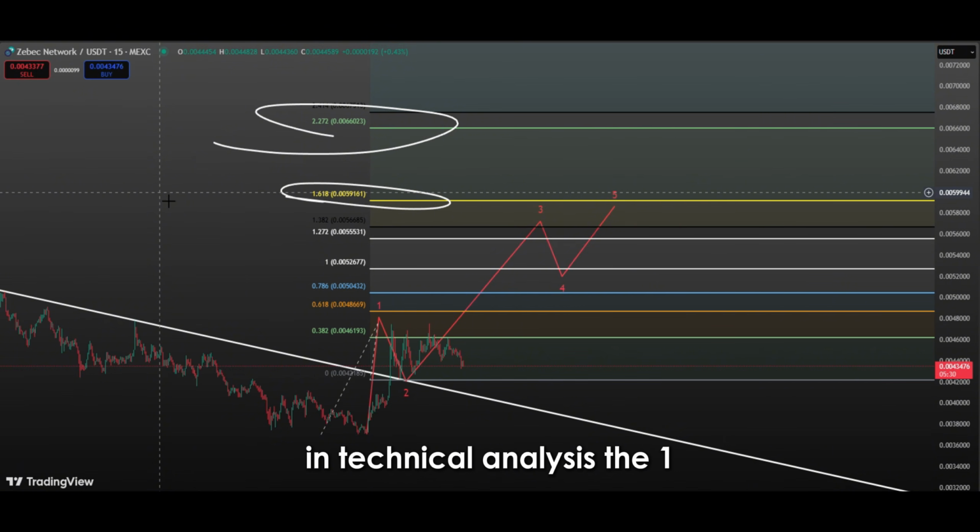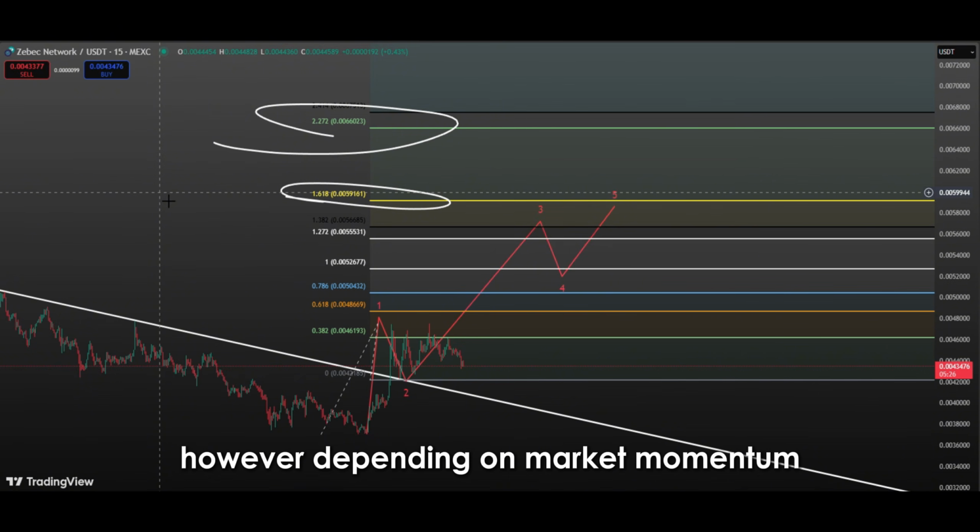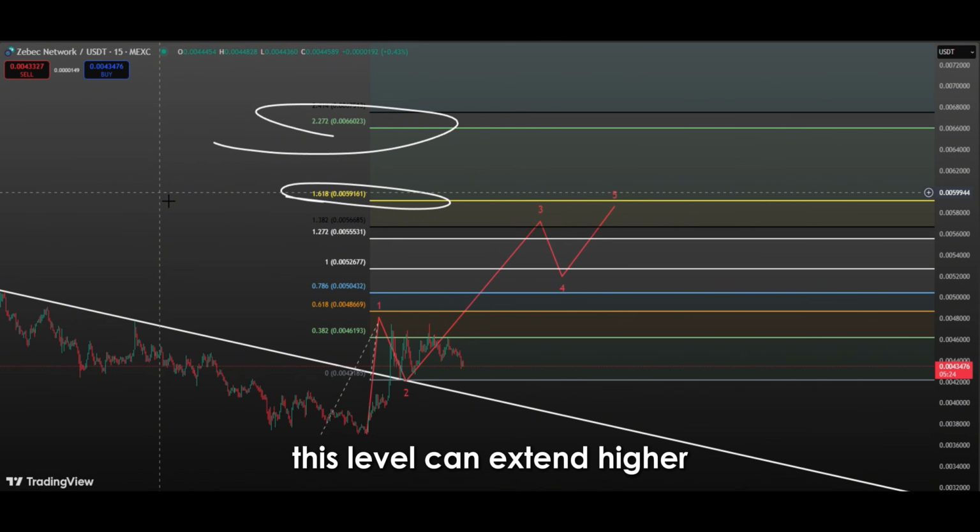During this wave, prices tend to move upward much more quickly, with higher volume and stronger conviction. In technical analysis, the 1.618 Fibonacci extension level is often used as a minimum target for the third wave. However, depending on market momentum, this level can extend higher, such as to the 2.72 level.